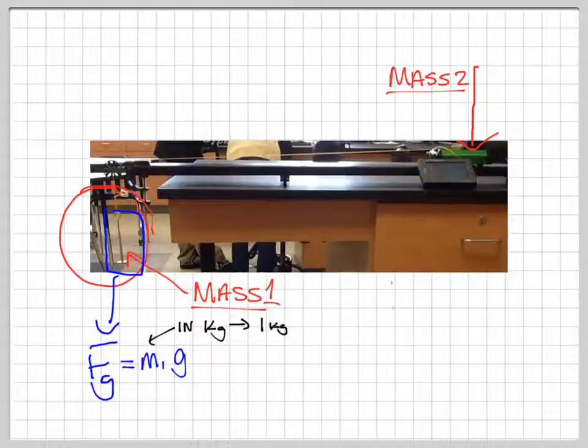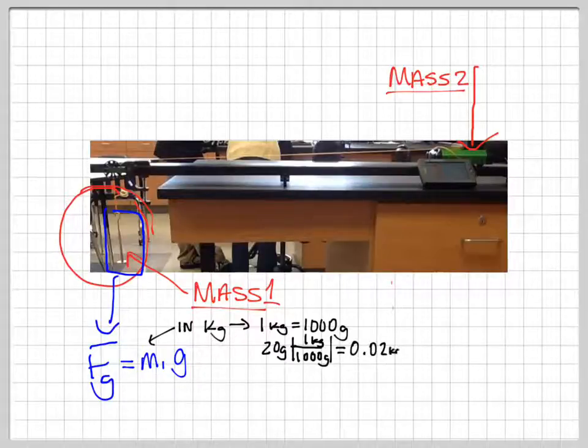1 kilogram is 1,000 grams. So if you have 20 grams, and I want to get that into kilograms, we say, okay, 1,000 grams, 1 kilogram, leaves me with 0.02 kilograms. Grams on top, grams on bottom. This is what I need. Keep that in mind.